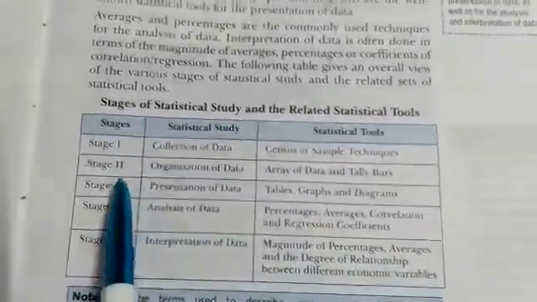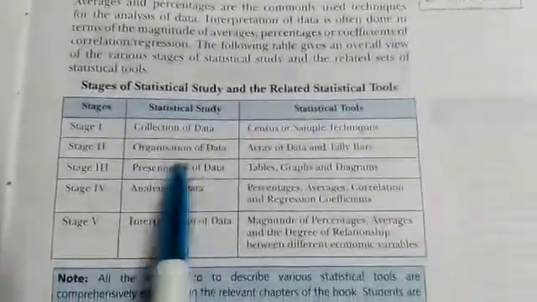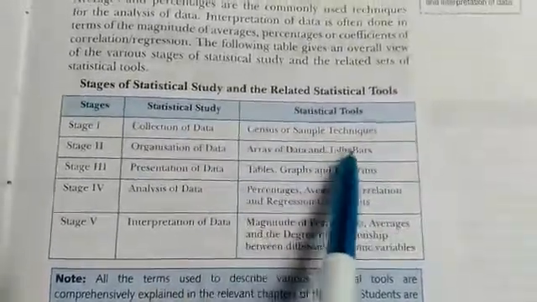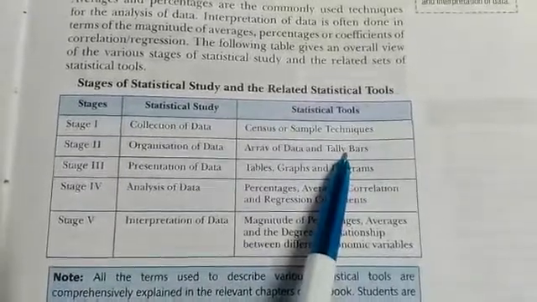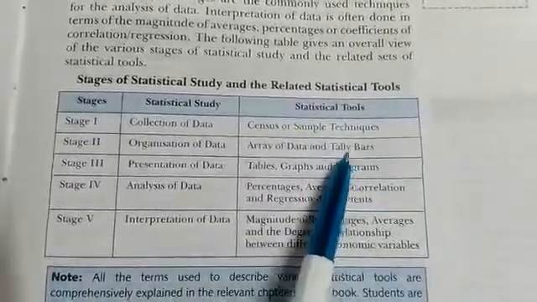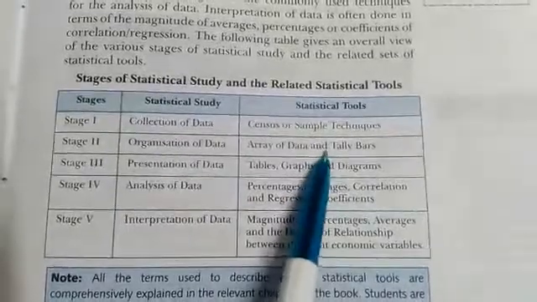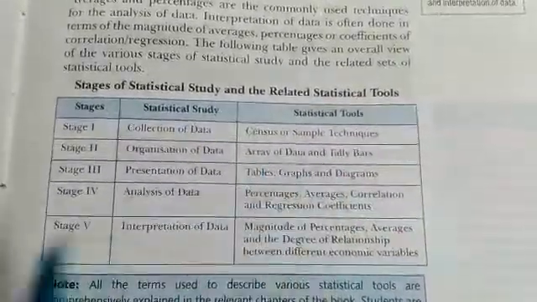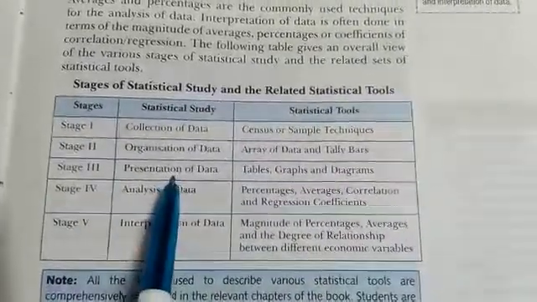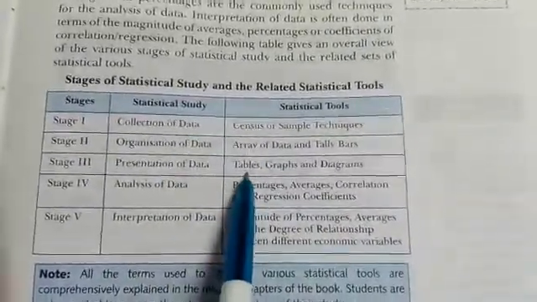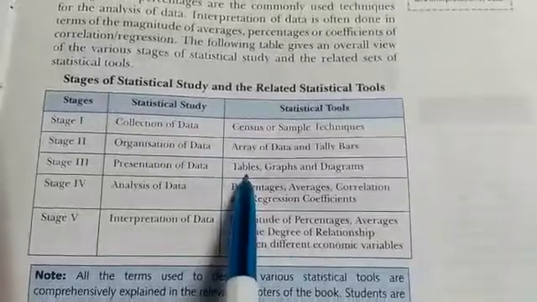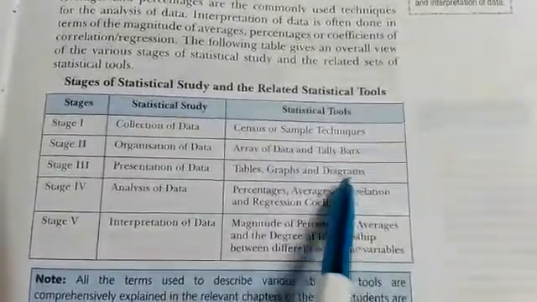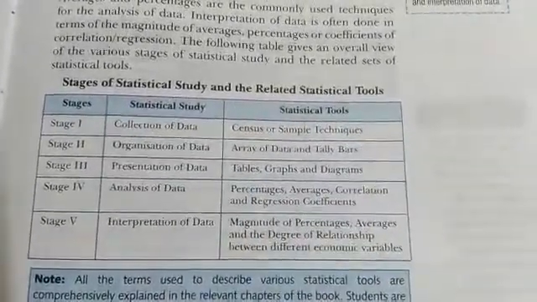Then for stage 2 we have these tools. Means you need to organize the data. So either you arrange it, or you show it in a tally bar. In 10th you did statistics sums, right? Mean, median, mode, tally bar, I hope all of you know. Okay. Then stage 3, when we need to present the data, we either, as I told you, present it in a tabular form or in the form of graphs or diagrams, pie chart and so on. Okay. So these are the tools.